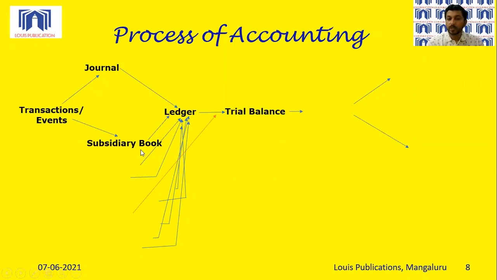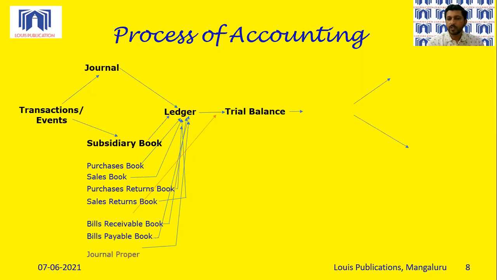Now, as far as subsidiary books are concerned, we have quite a few subsidiary books called purchases book, sales book, purchase returns book, sales returns book. Then we have bills receivable book, bills payable book, and journal proper. So we have at present, as you see on the screen, 7 subsidiary books, but there is an 8th one also, which I will discuss. Now, purchases book, whatever is the balance in purchases book, that will be shown in a ledger account called purchases account. Sales book, whatever is the balance in sales book, that balance will be shown in an account called sales account.